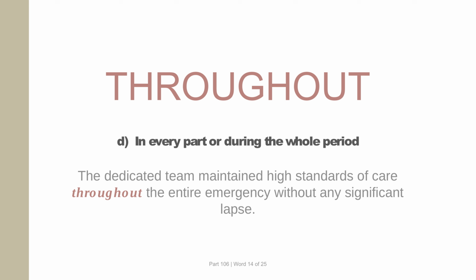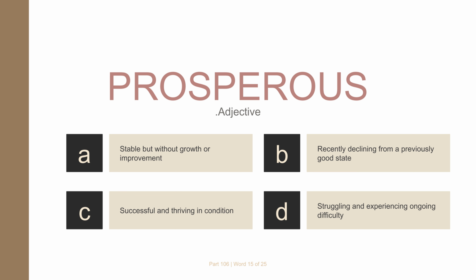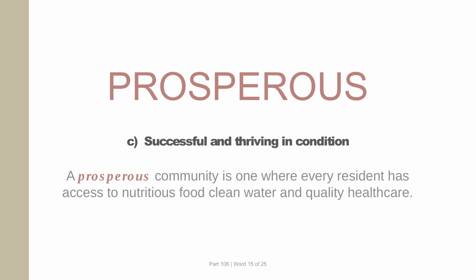Question 15. What is the meaning of prosperous? Option A: stable but without growth or improvement. Option B: recently declining from a previously good state. Option C: successful and thriving in condition. Option D: struggling and experiencing ongoing difficulty. Correct answer: Option C. The correct meaning of prosperous is successful and thriving in condition. Example: a prosperous community is one where every resident has access to nutritious food, clean water, and quality health care.